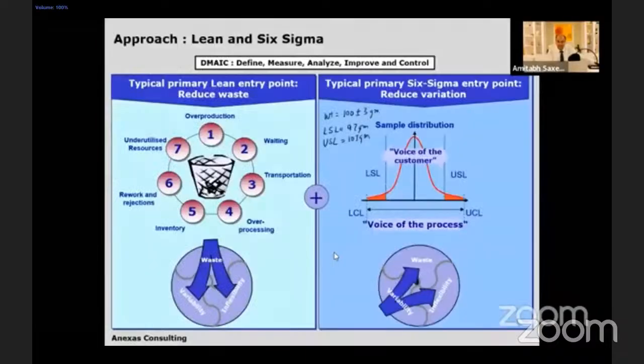Now let us look at some of the 7 wastes. Let's look at the 7 wastes. So these are the 7 wastes. I'll not describe them in detail.